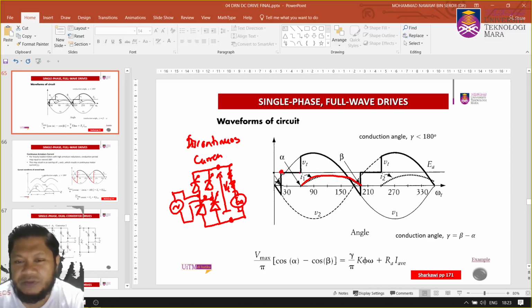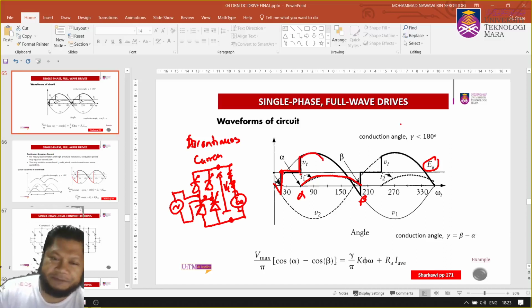From there, this is alpha, isn't it? And you start to have the output voltage equal to the supply voltage until beta. Beyond beta, the current goes to zero, so it will equal EA again. So this is your output voltage wave shape with the discontinuous current mode operation.